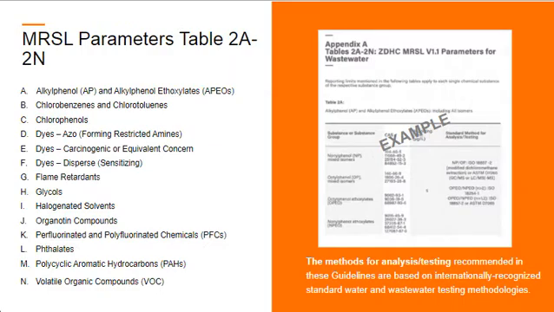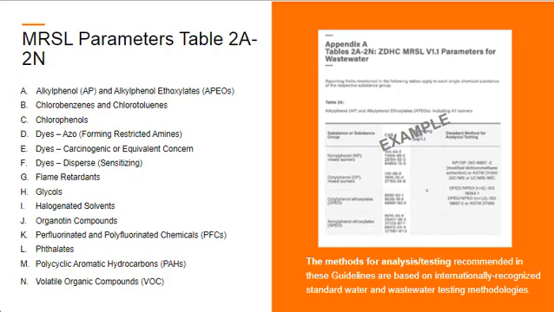And the next part is the MRSL parameter. In this part, we can see many familiar restricted substances in the MRSL like APEO, azo dyes, flame retardants, organotin, PFC, VOC, and there are 16 groups of restricted substances for the wastewater to test.